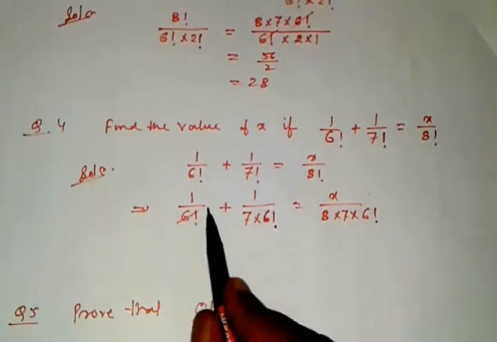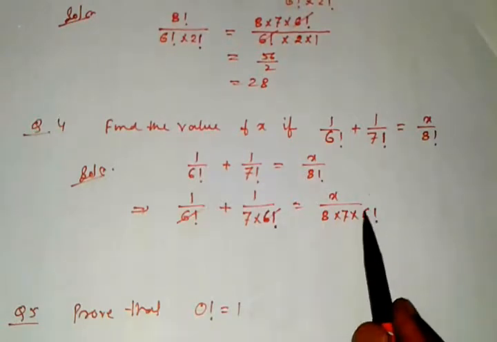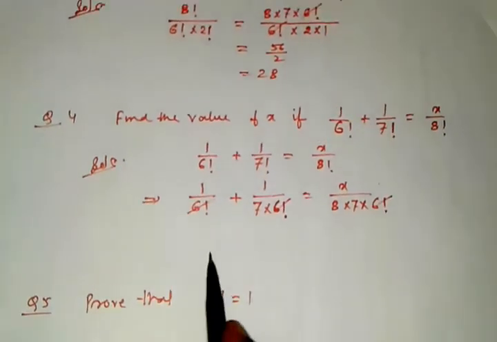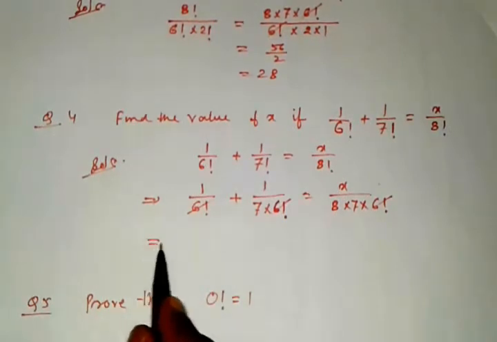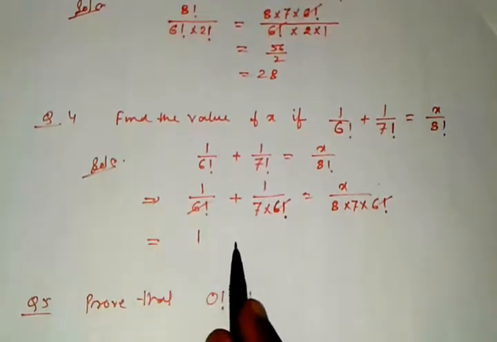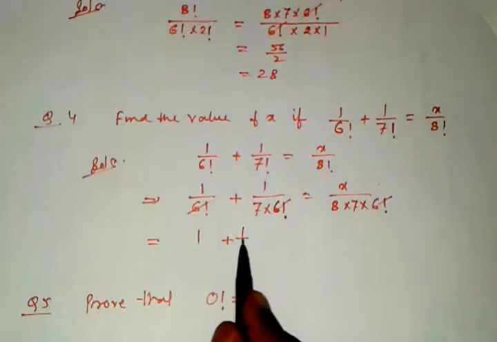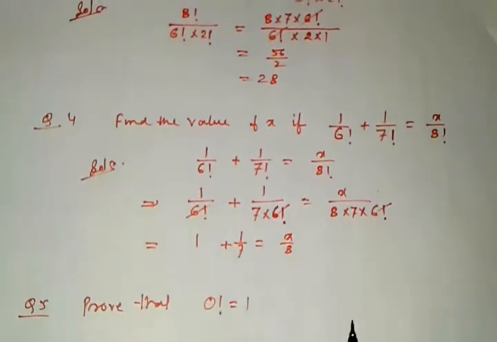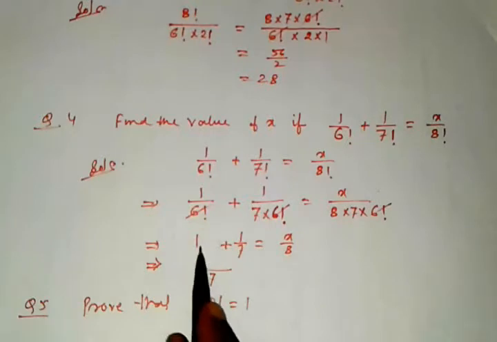Therefore, this is cancelled. This is cancelled. And what is the remainder? This is 1, this is 1 by 7, this is x by 8. We can easily find out the value of x from here.